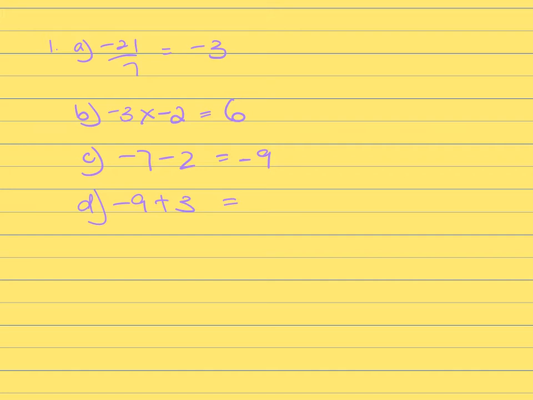So 1a: minus 21 over 7 gives us minus 3. Minus 3 multiplied by minus 2 is a positive 6. Minus by minus is a plus. Minus 7 minus 2: same signs add, different signs subtract, same signs keep the sign. Minus 9 plus 3: different signs subtract, keep the sign of the larger, so minus. And minus 2 squared means minus 2 multiplied by minus 2, which is positive 4.